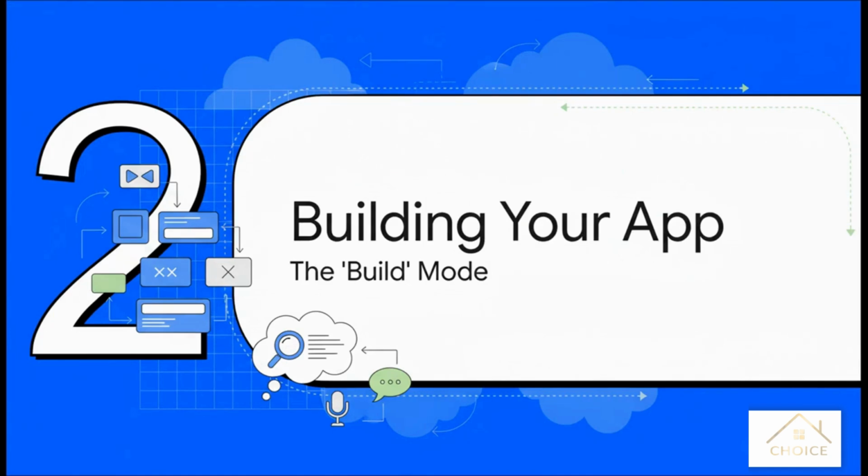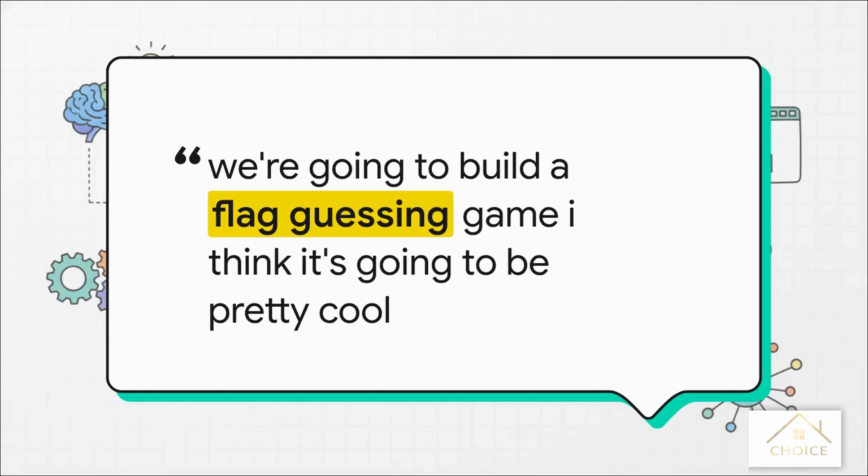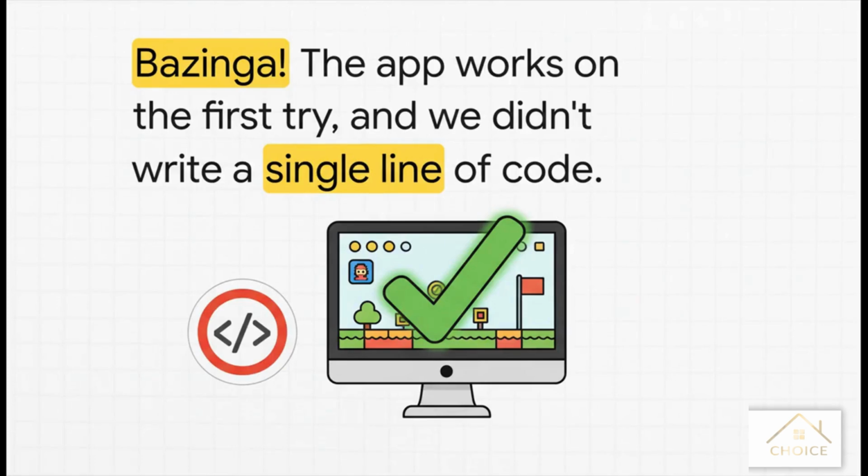All right, now let's check out the build mode. This is one of the newest and most exciting features. We are about to create our very first app together, right now, using nothing but plain English. So to get started, we're going to build a fun little flag guessing game. All it takes is a simple descriptive prompt, just like this one, that tells the AI exactly what we want. And just like that, it works. The AI handles all the coding in the background, and boom, we have a fully functional game on the first try. We didn't write a single line of code.